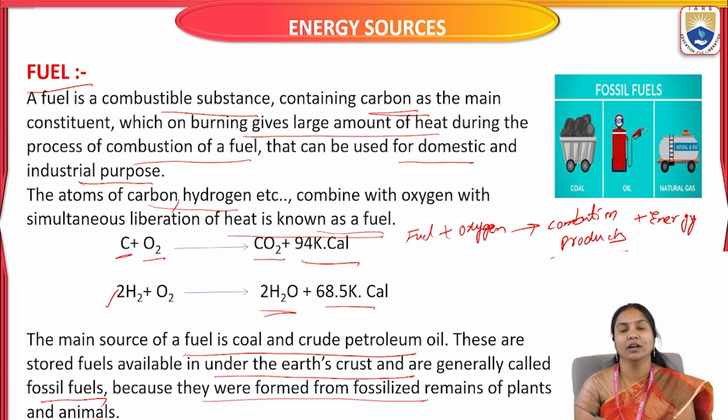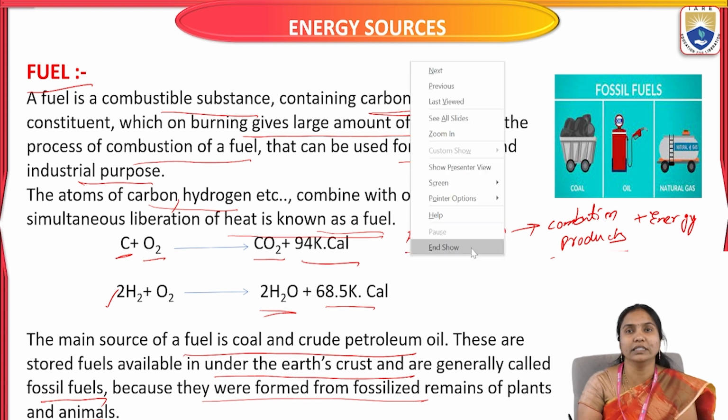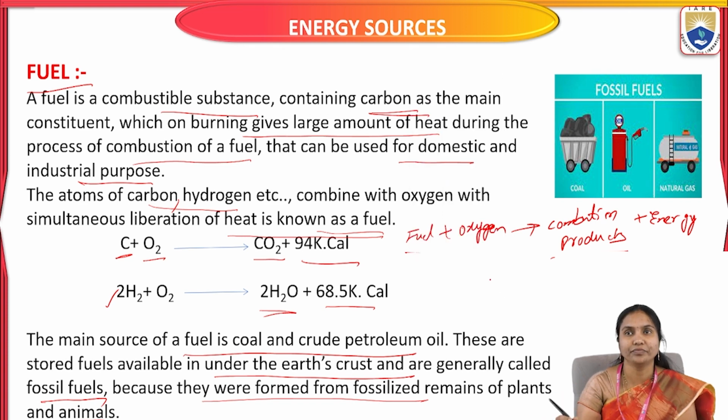So fuel is a substance that during burning in the presence of oxygen produces heat energy. This energy is used for industrial and domestic purposes, and its basic constituent is carbon. What is the main reaction during burning? Fuel reacts with oxygen, then it gives a combustion product and releases energy.